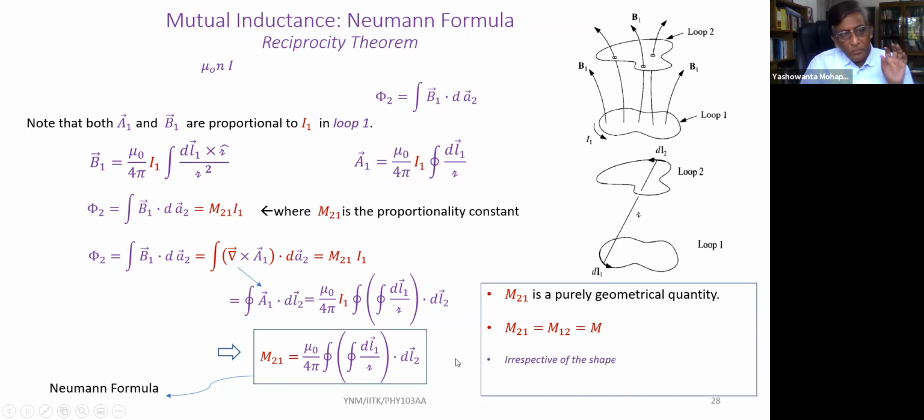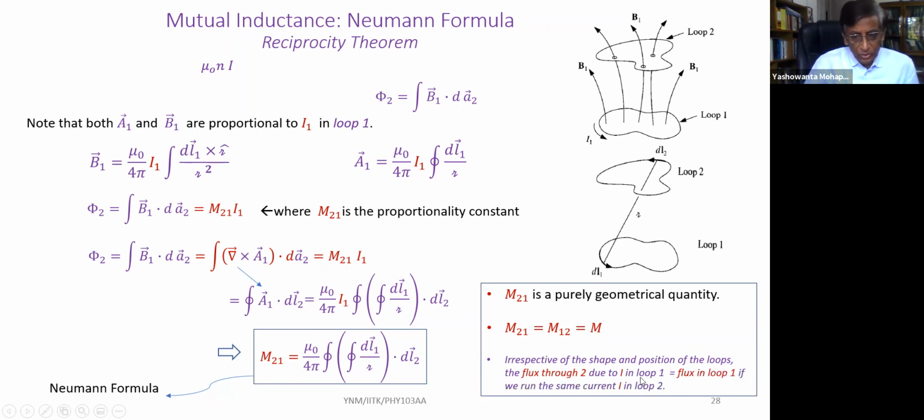And then, an important insight: irrespective of the shape and position of the loops, the flux through loop 2 due to I in loop 1 is equal to the flux in loop 1 if we run the same current in loop 2. This sometimes goes by the name of the reciprocity theorem. That is, if I run I in here, then the flux here is the same as if I run I here, because M is the same.